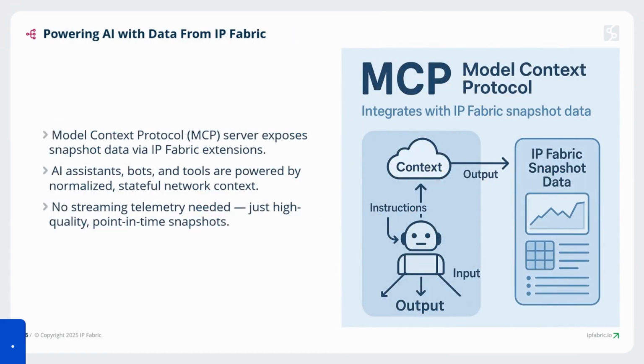Now, with IP Fabric, you don't just have snapshots or static reports, but you have living data to fuel your AI and automation initiatives. One way at IP Fabric we are using this data to fuel AI is by using the MCP server, or the Model Context Protocol. With this, snapshots can be exposed to APIs or extensions. And with that being said, you now have the ability to integrate them with a chatbot or AI assistant.